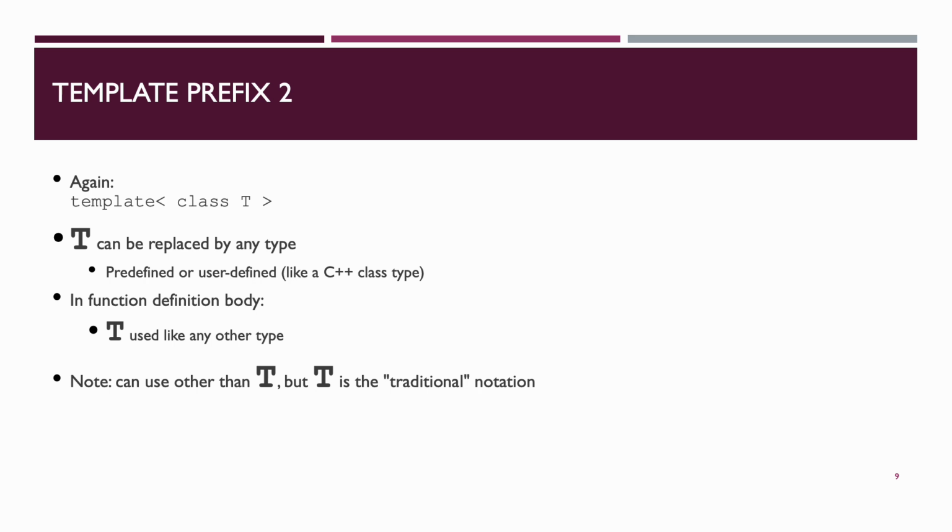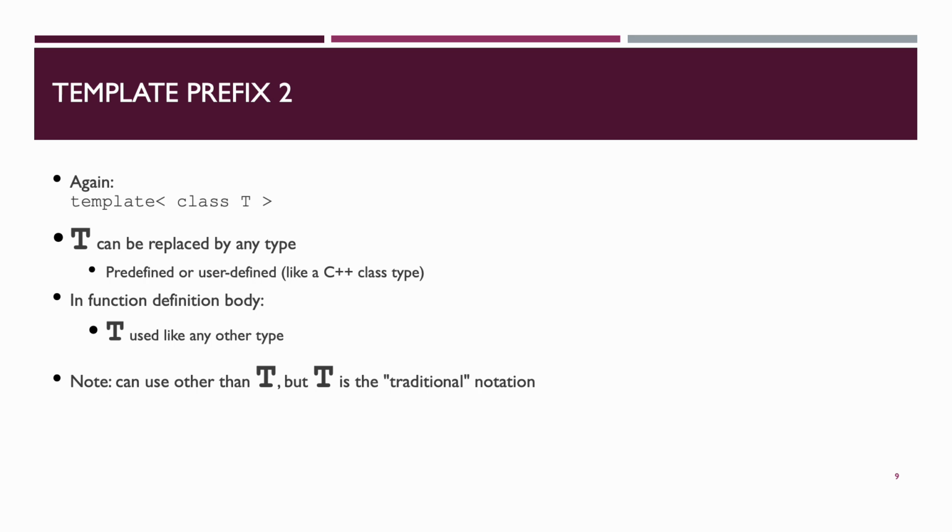Okay, so here is another example. T acts as a placeholder. If we say in the template prefix template class T, T acts as a placeholder for any type. This type can be predefined like integer, double, etc., or user defined like a custom class in C++. Then inside the function body, T is treated just like any other type. It can be used to declare variables, define parameters, and so on.